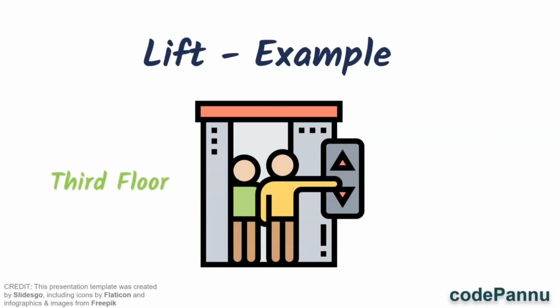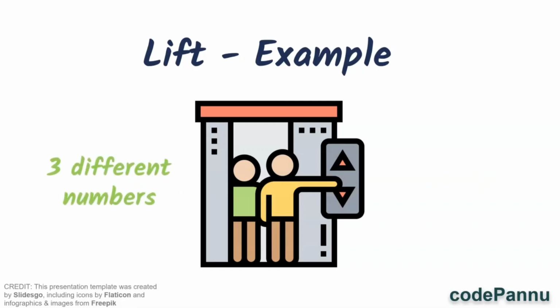When you want to go to the 3rd floor, you press the button for floor number 3 and the lift takes you to the 3rd floor. In the same way, when you want to go to the 4th floor, you press the button for number 4 and the lift takes you to the 4th floor. Finally, when you want to go to the 7th floor, then you press the button for floor number 7 and the lift takes you to the 7th floor. So when you press the button for 3 different numbers, the lift takes you to 3 different floors, right?